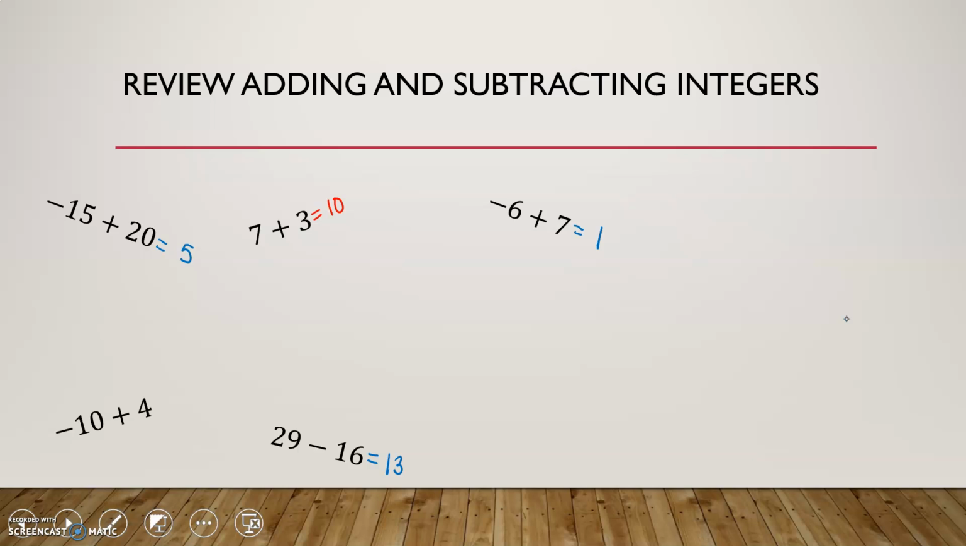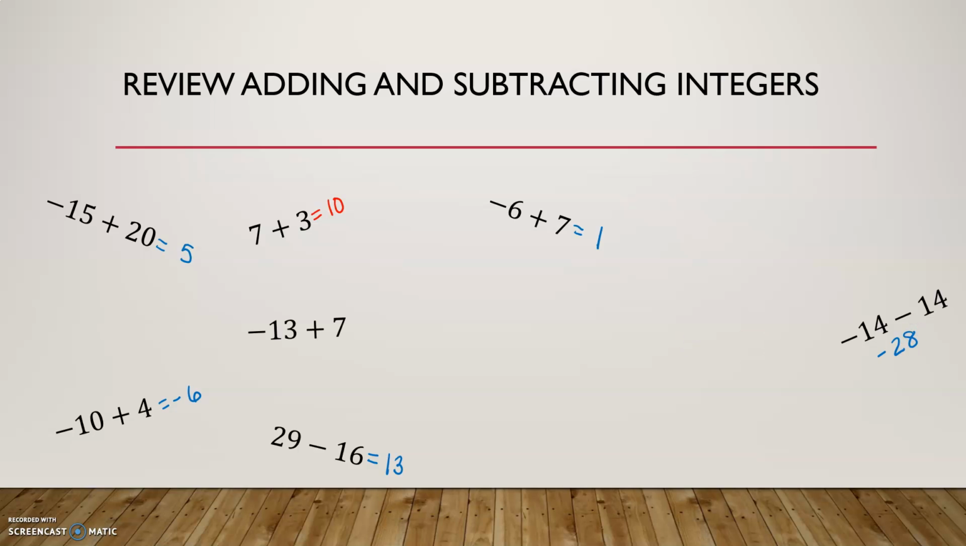Negative 10 plus 4. Different signs. I'm going to subtract them, and then I'm going to keep the sign of the bigger number. This time 10 is bigger than 4, so I'm going to keep the negative. So it's negative 6. Negative 14 minus 14. Same sign, so I add my numbers. 14 plus 14 gives me 28, and then I'm going to keep the sign, so it'll be negative 28.